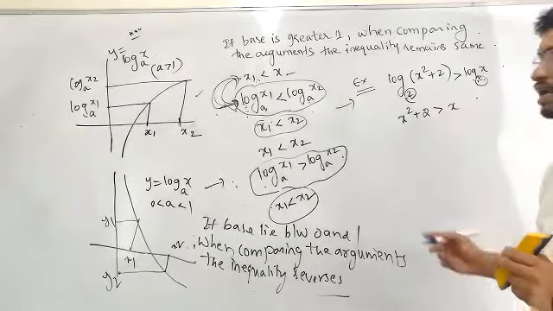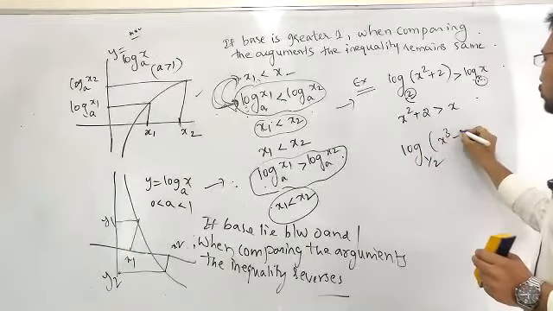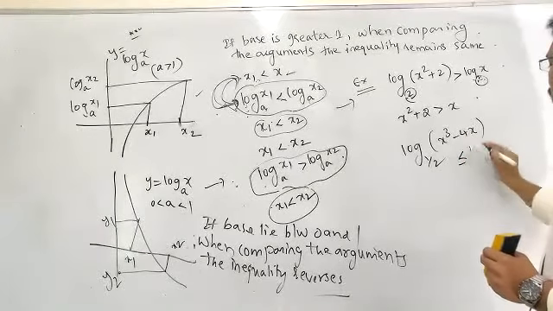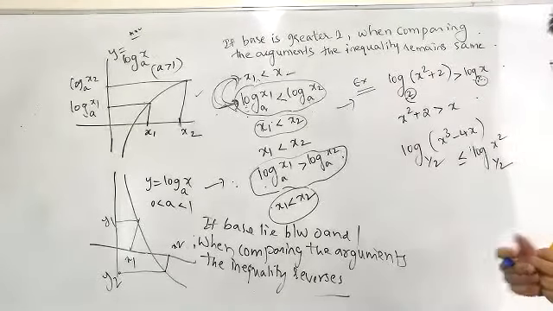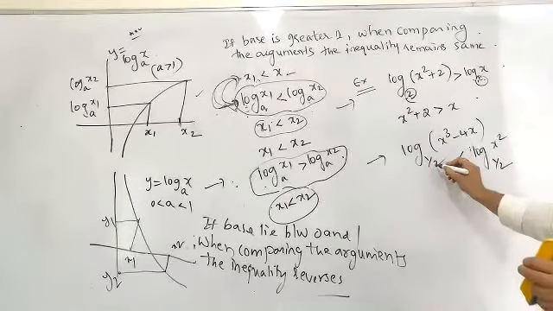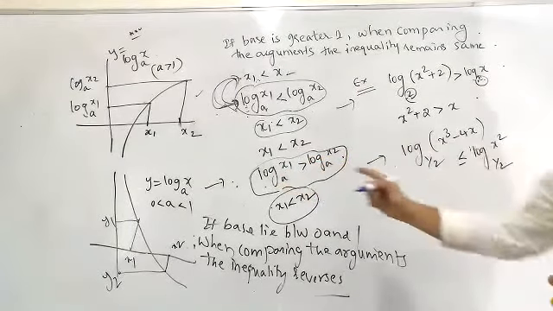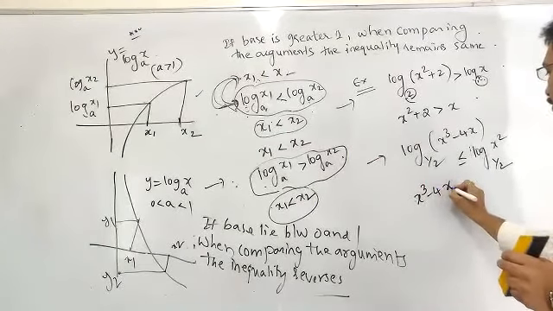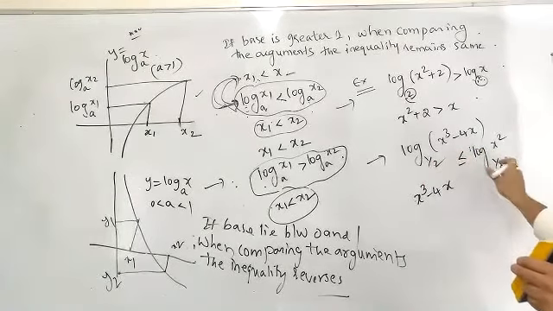For example, suppose I get something like log of x cube minus 4x to the base of half is less than or equal to log of x square to the base of half. One more example, if a problem is given in this sense, you compare the base. Whenever the base is half, that inequality rule must come into your mind. So here, I'll write something like this: x square plus 4x.